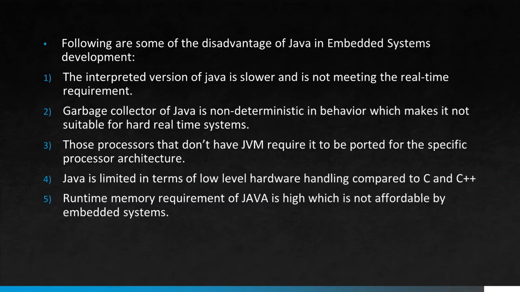Following are some of the disadvantages of Java in embedded system development. First one, the interpreted version of Java is slower and is not meeting the real-time requirement. Second, garbage collector of Java is non-deterministic. Third, those processors that don't have JVM require it to be ported for specific processor architecture. Fourth, Java is limited in terms of low-level hardware handling compared to languages like C and C++. Fifth, runtime memory requirement of Java is high, which is not affordable by embedded systems.